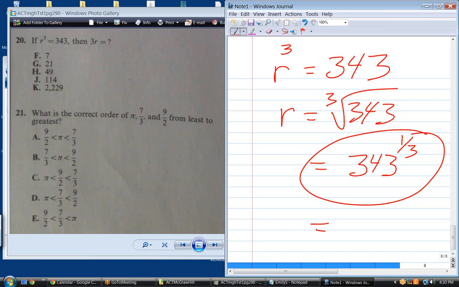I got a new calculator, but I'm not using it right now because I have no idea how to use it. It's huge, but I just used the iPhone calculator and got 7. Okay. So 7 is correct. 7 cubed is 343. So now what's 3r, if r is 7? 3 times 7, and that's 21. That's all there is to it.